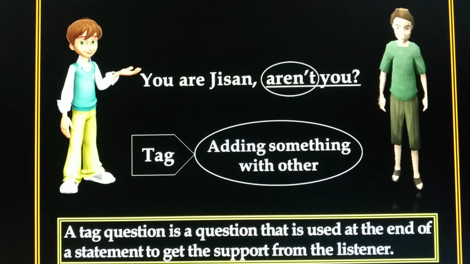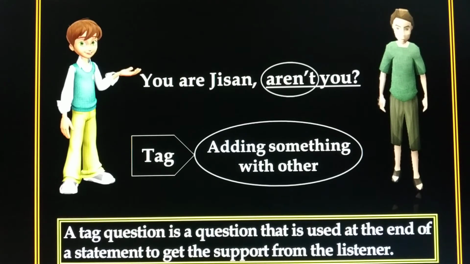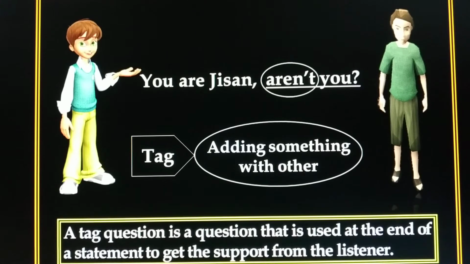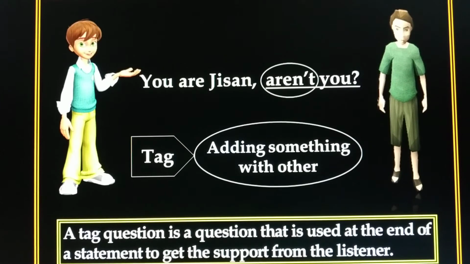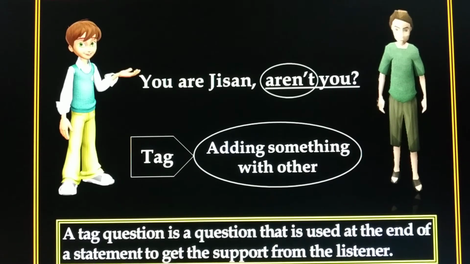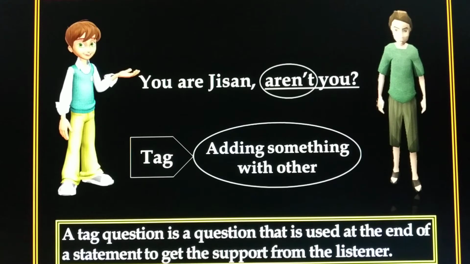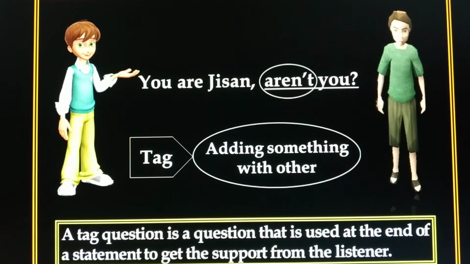So, a tag question is a question that is used at the end of a statement to get support from the listener. In short, a tag question is one kind of question which we add after a sentence to get some more support or information from the listener.